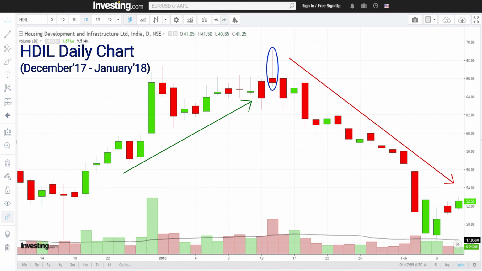The stock moved such a distance, so one could have maintained a trailing stop loss here and enjoyed the run if he or she could have spotted the shooting star candlestick here. So this is all about hammer and shooting star. In the next video we will take up more single candlestick reversal patterns.